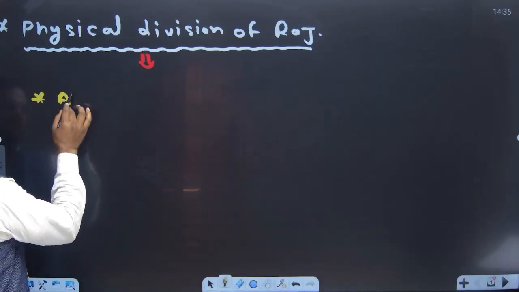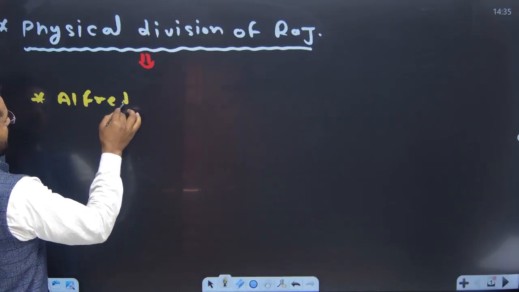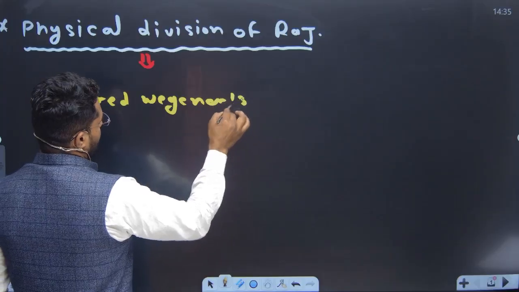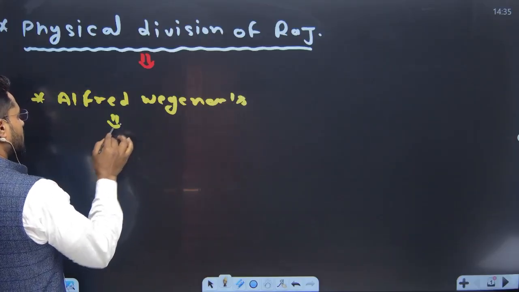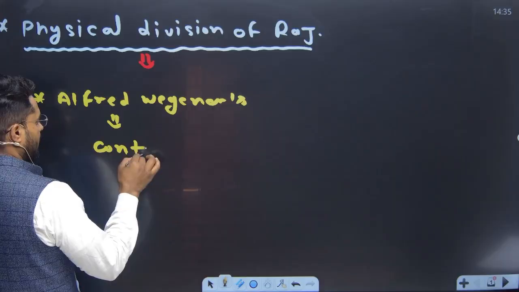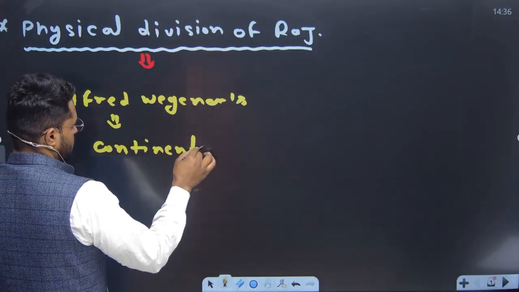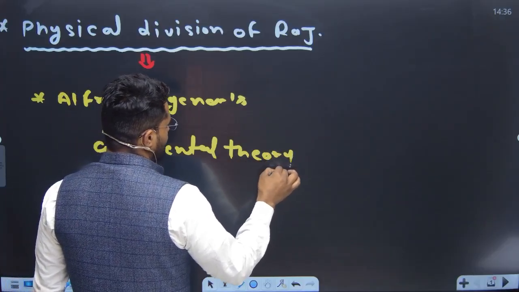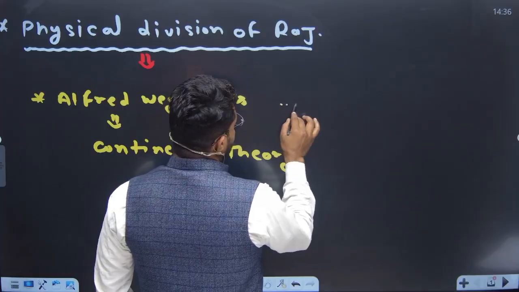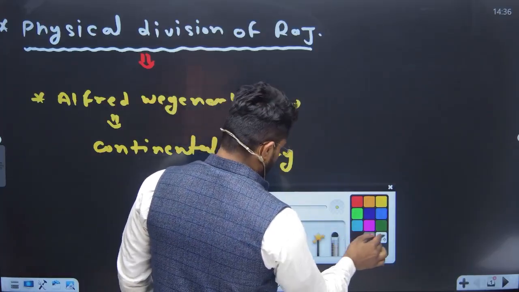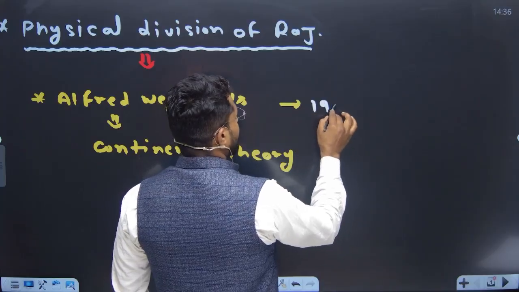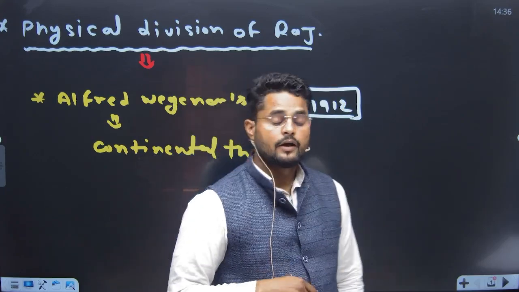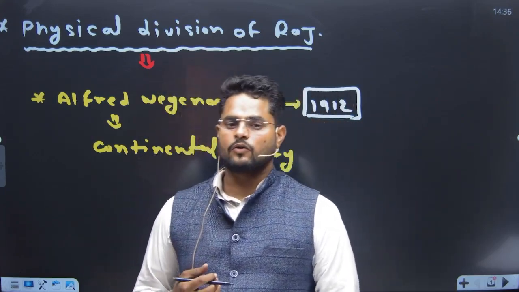What is Alfred Wegener's continental theory? Dear student, Alfred Wegener gave his continental theory in 1912. And what is Alfred Wegener's continental theory?